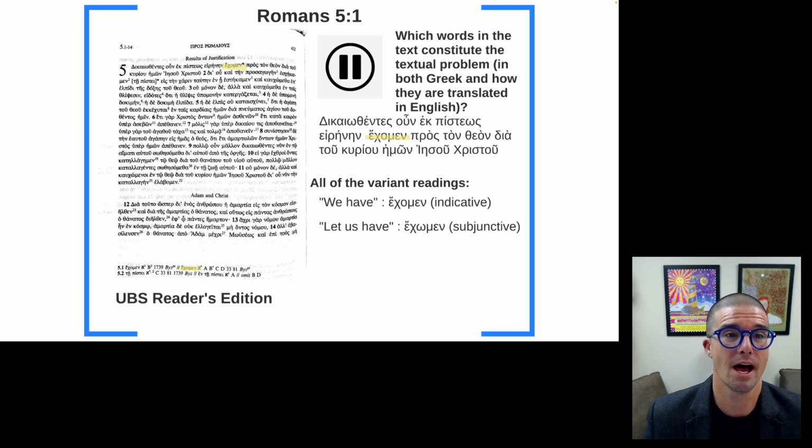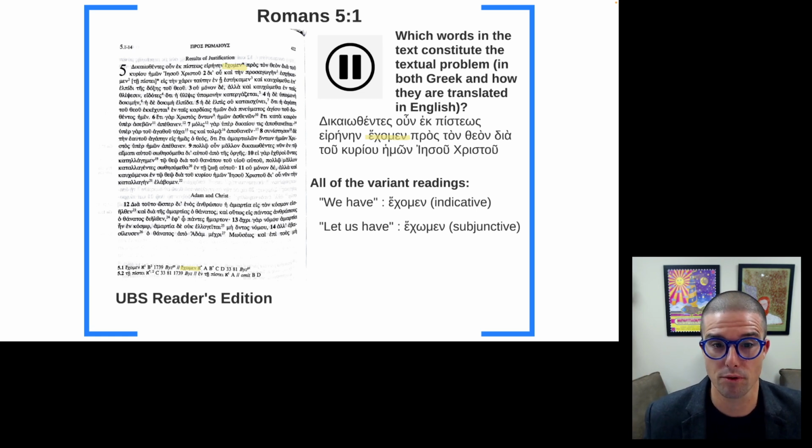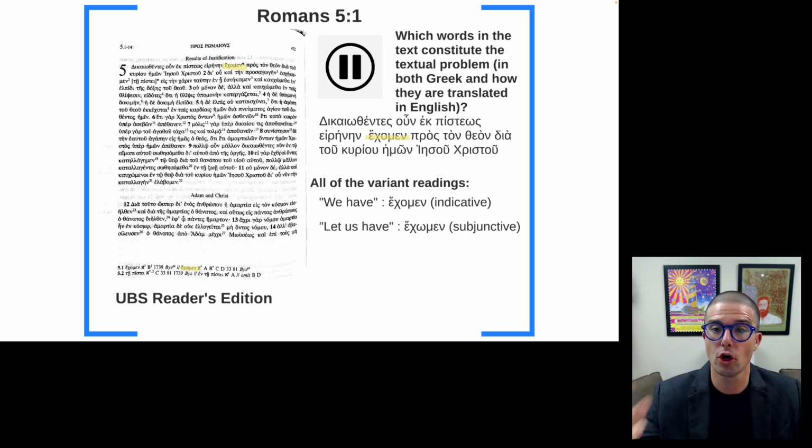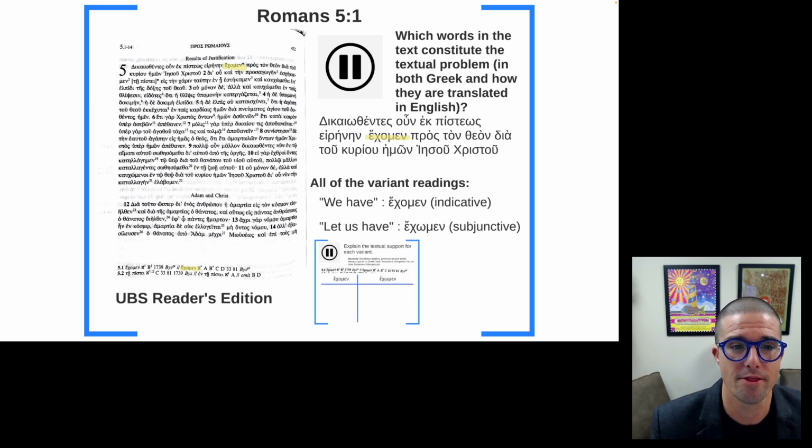We have peace. Whereas the omega reading is the subjunctive. Let us have peace. So remember, the subjunctive is the mood of possibility or probability. In this case, it would be a hortatory subjunctive urging a particular action. Let us have peace. Whereas the indicative is indicating, as the indicative mood does, a fact that already is. We have peace. It's stating our peace is a fact already versus an encouragement to possibly have peace or probably have peace if we do that thing, if we are encouraged to do that thing.